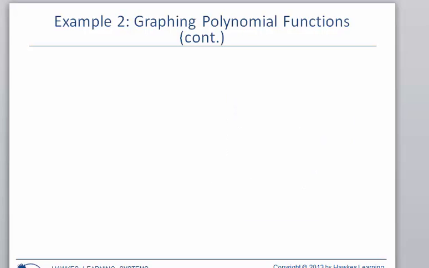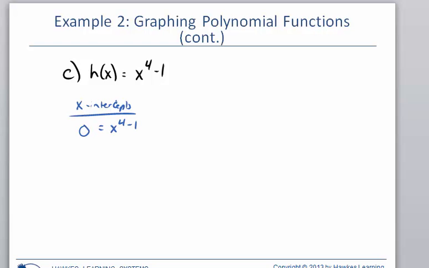All right, our third one, the last one in this example, the function was h of x is equal to x to the 4th minus 1. So again, let's begin with our x-intercepts. So we're going to set the y equal to 0, and we're going to solve. And so x to the fourth minus 1, let's see if we can factor this.